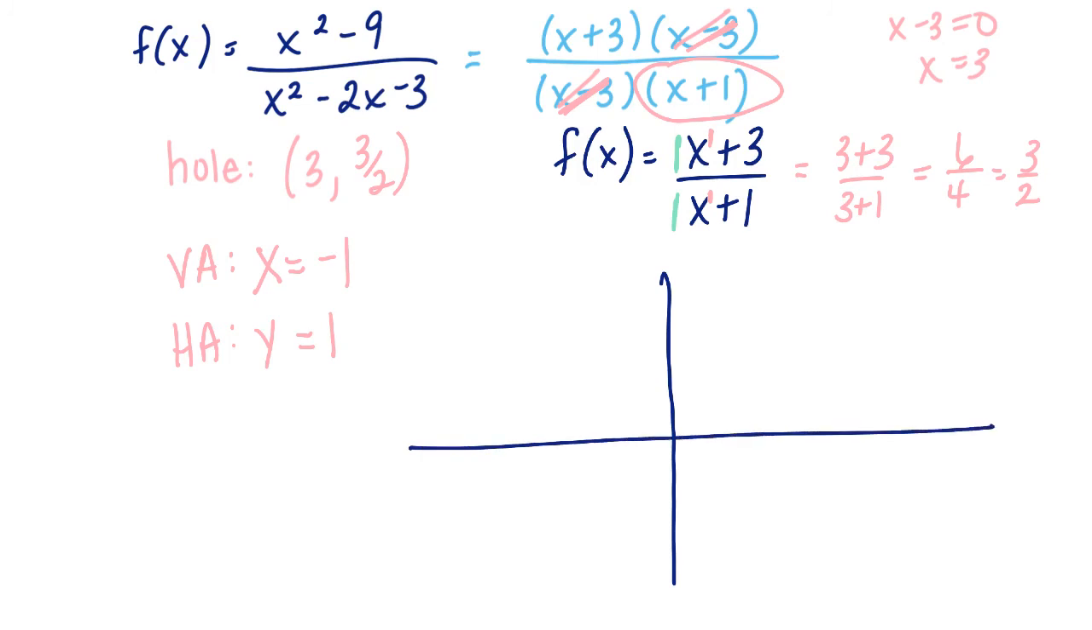I'll start with the vertical and horizontal asymptotes. The vertical asymptote is at x equals -1. Horizontal asymptote is at y equals 1. And I know there is a hole at 3 and 3/2. So I know right here there is going to be a hole. Now, if I plug in some more, let's find the y-intercept. The y-intercept is when x is 0. That's just going to be 3. So that point 0, 3 is going to be graphed.